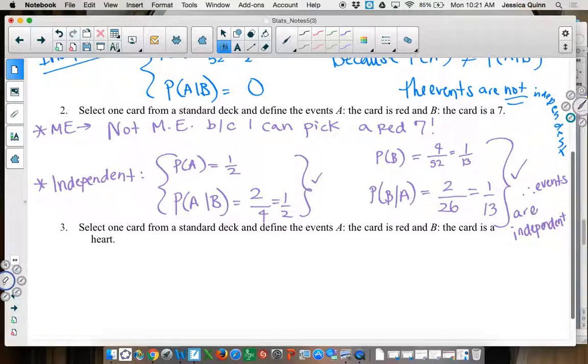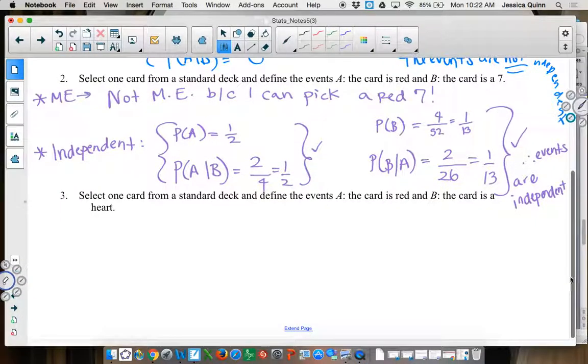This would be a good thing to put on your little cheat sheet for the chapter, as you are thinking about things in this chapter that are important that you want to remember and review for the AP exam. And the last one, 3, says select one card from a standard deck and define the events A, the card is red, B, the card is a heart.